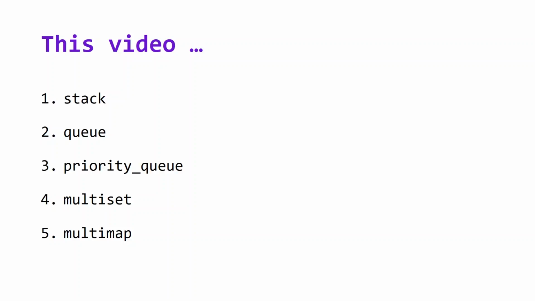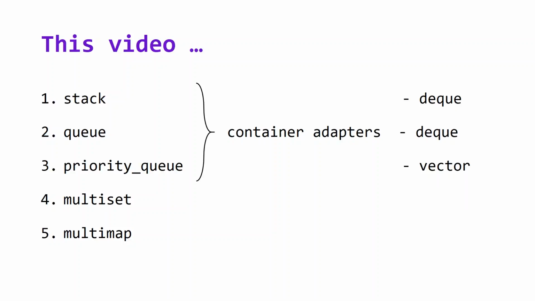Note that the first 3 aren't actually containers, they're container adapters, which means that they just wrap around other containers. For the first 2, stack and queue, the default container that they wrap around is deque, and for priority queue, the default container that it wraps around is vector.